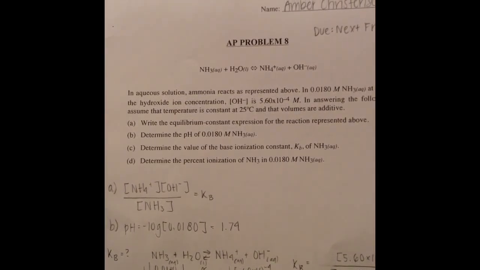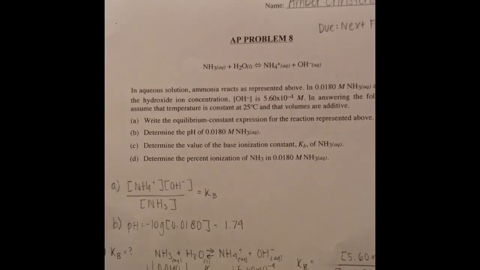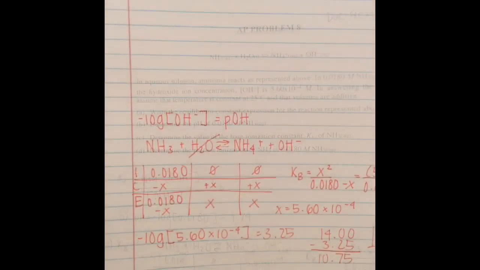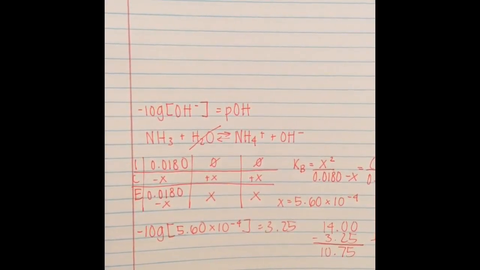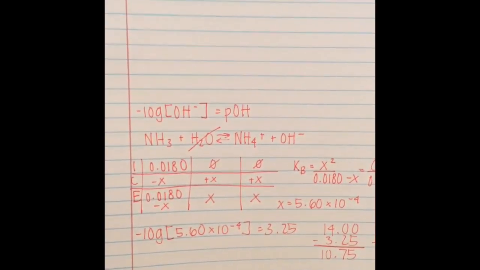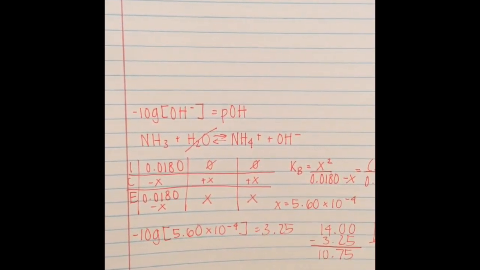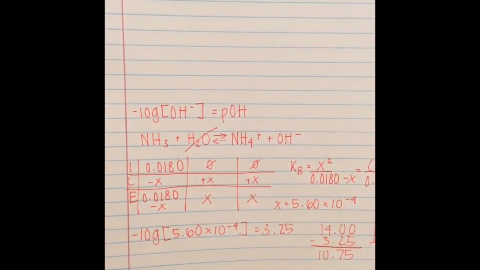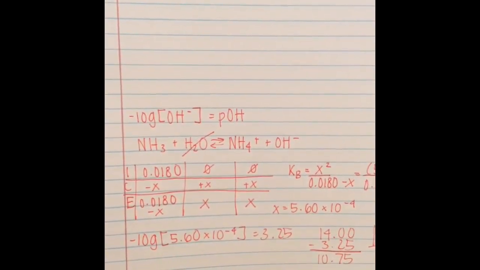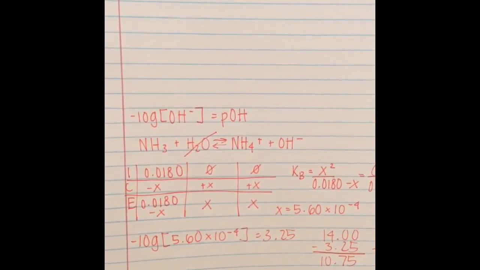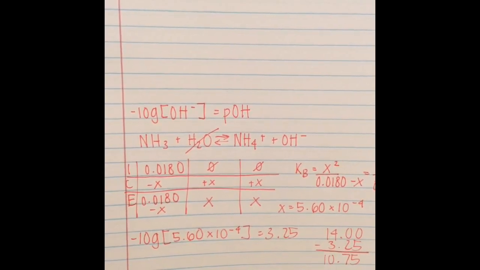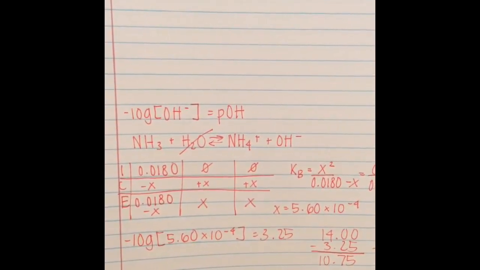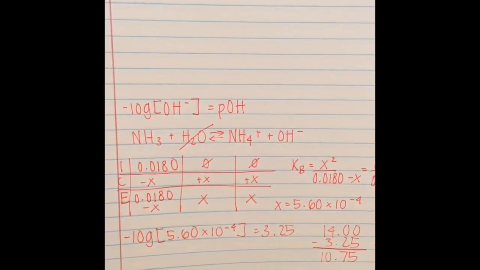Determine the pH of 0.0180 molarity of NH3. In order to solve for the pOH, you will use the equation negative log of the concentration of OH minus. You don't directly plug in the given concentration because that will only solve for your pOH, and you want to solve for your pH. So in order to solve for pOH, you set up an ICE box using the equation NH3 plus H2O goes to NH4 plus OH minus.